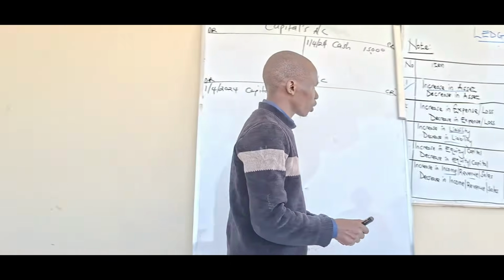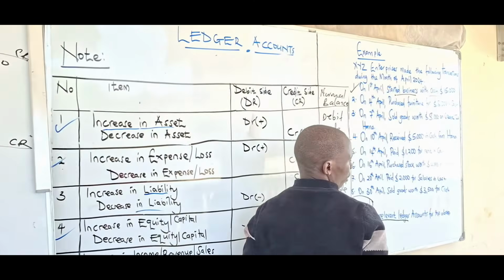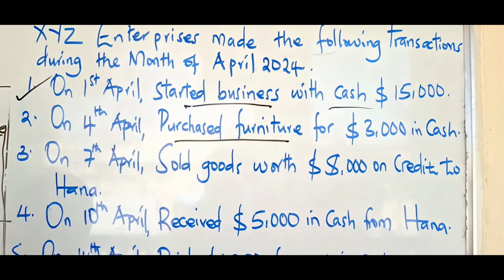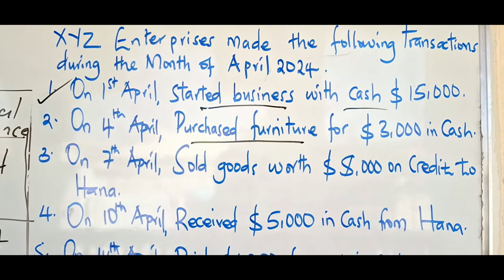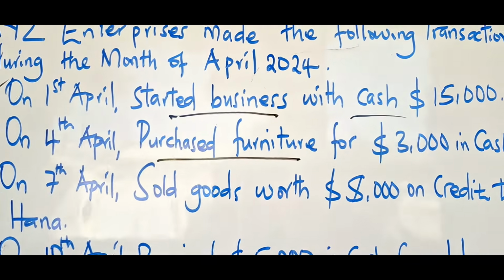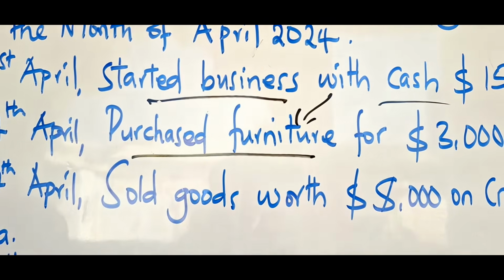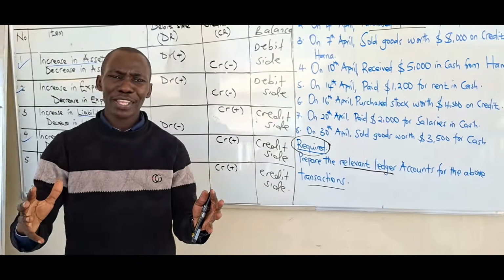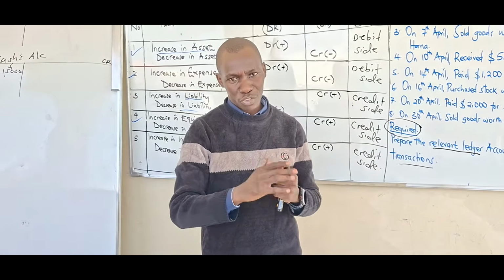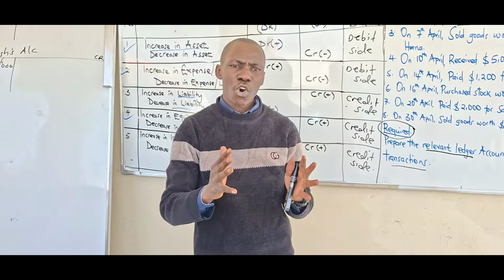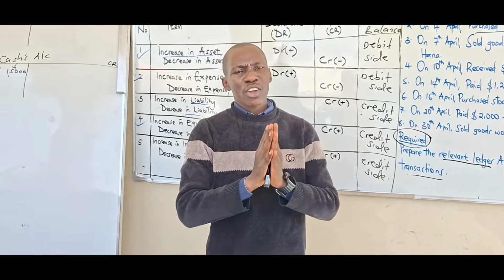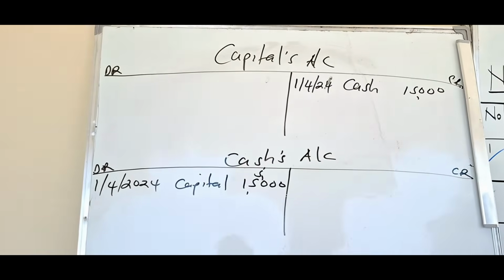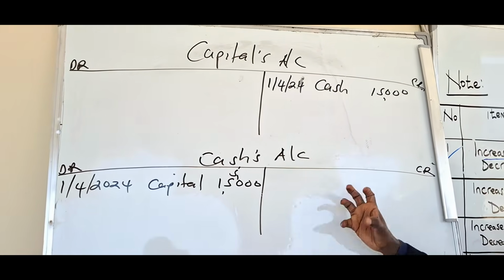Let's look at our transaction number 2. On 4th April, purchased furniture for 3,000 in cash. Now you are purchasing furniture. Here you can identify two accounts. One, we have the furniture account, and we have the cash account. I told you, the moment you identify the accounts, of course there must be two accounts. But after identifying, you draw what you don't have. For example, I already have the cash account. It's there. So you don't need to go and draw another cash account. You will be making a mistake. You draw what you don't have.